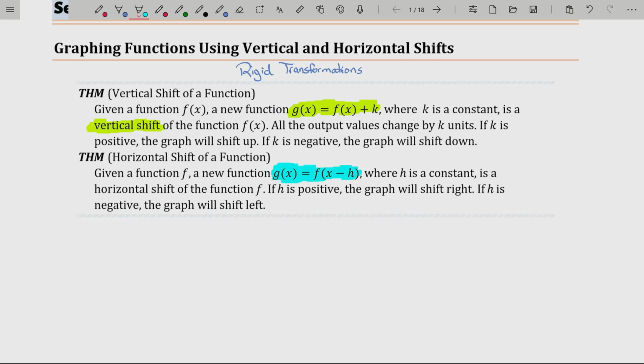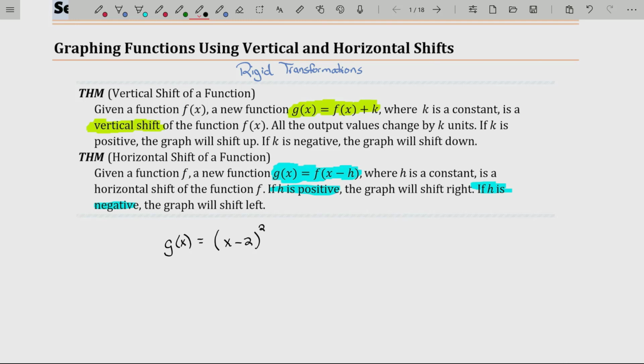Now, this is what throws people off. If h is positive, the graph will shift right. If h is negative, the graph will shift left. But what throws people off is not that. It's because when you're working with a function, let's just take a g of x right now. Let's take a look at this. And let's say I have an x minus 2 quantity squared.